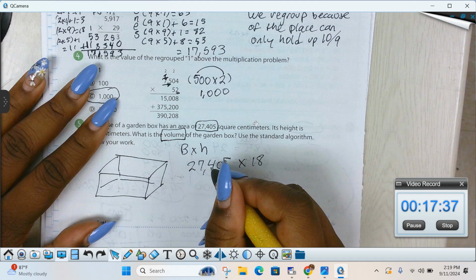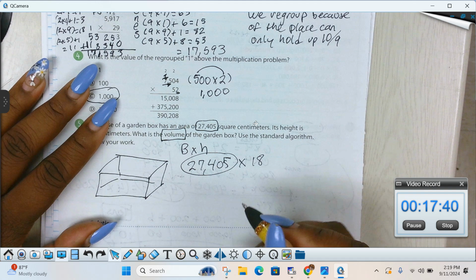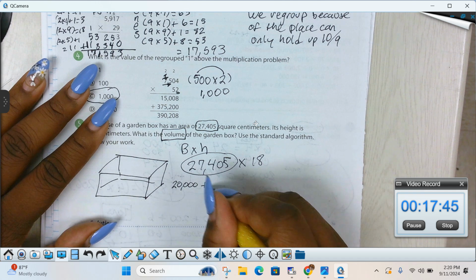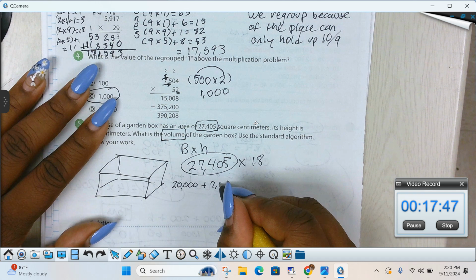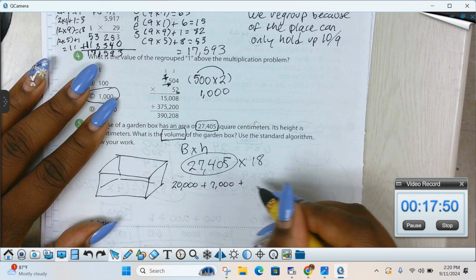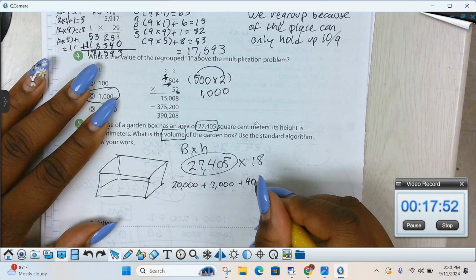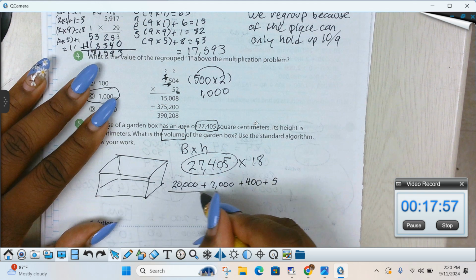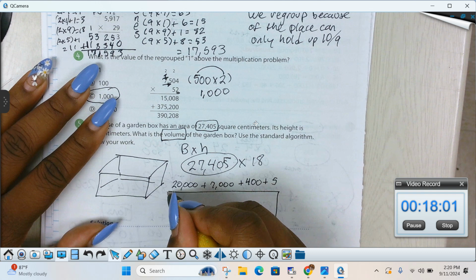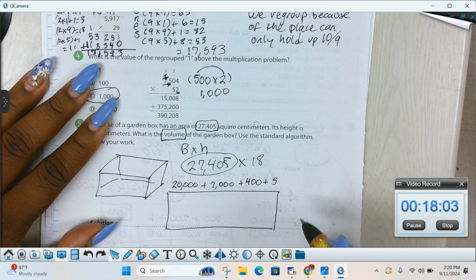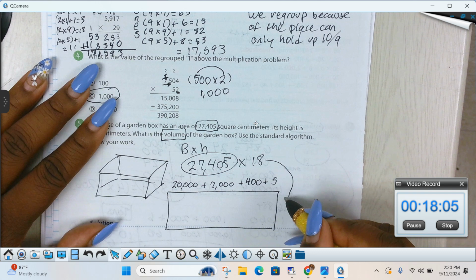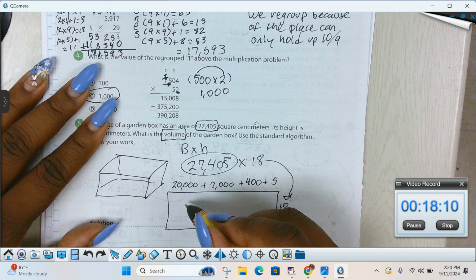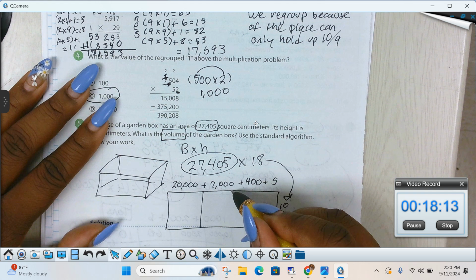I would take the biggest number and do what? Expanded form. So 20,000 plus 7,000 plus 400. We're going to have to do a lot of adding. And since there's nothing in the tens, it's just going to be 5. And we're going to take 18 and put it over here as 10 plus 8. Now we're going to drop our columns in here.